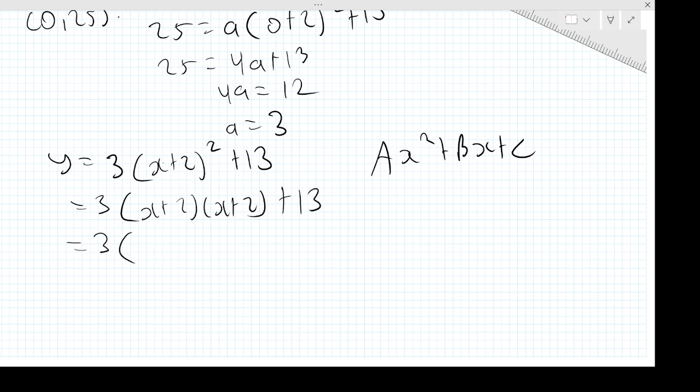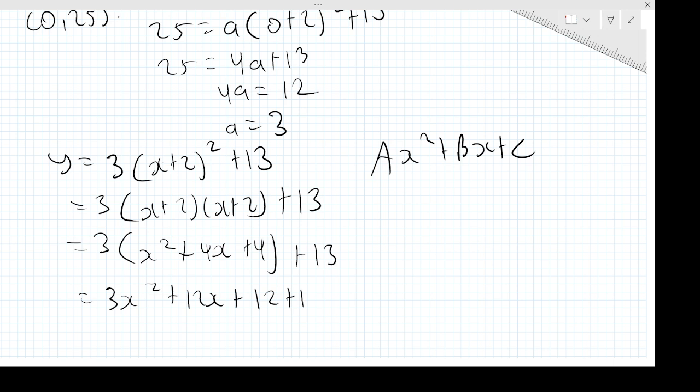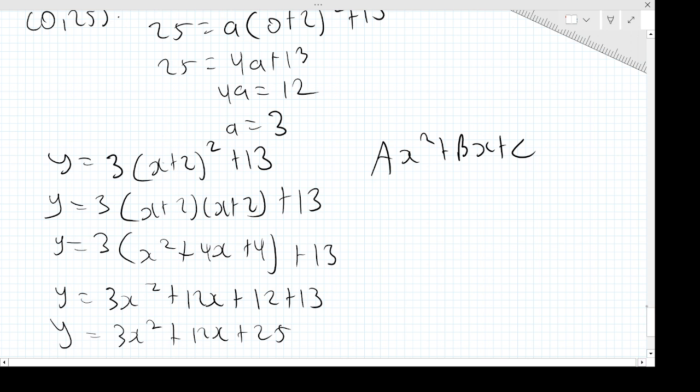Expand that, we're going to get 3 lots of x squared plus 2x plus 2x is plus 4x, plus 2 times 2 is 4, plus 13 at the end. Then we expand that times by 3, we get 3x squared plus 12x plus 12 plus 13. We then get 3x squared plus 12x plus 25. Okay, and that'll be y. So that's our final quadratic expression, right? It's in this form. Cool.